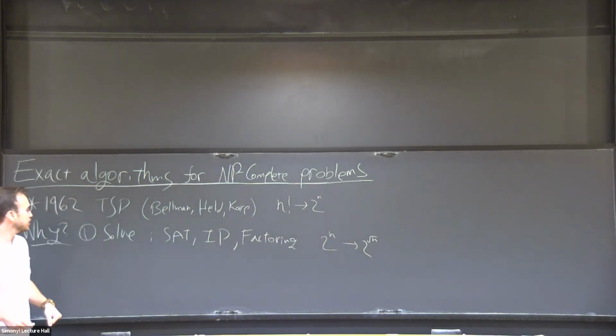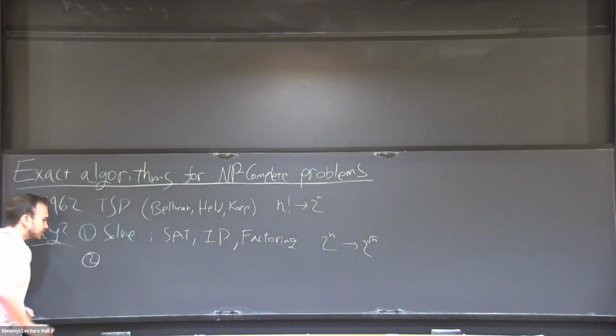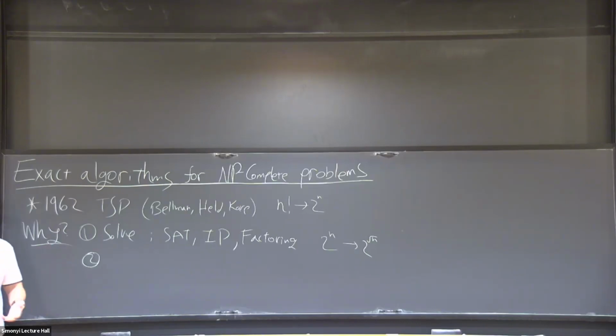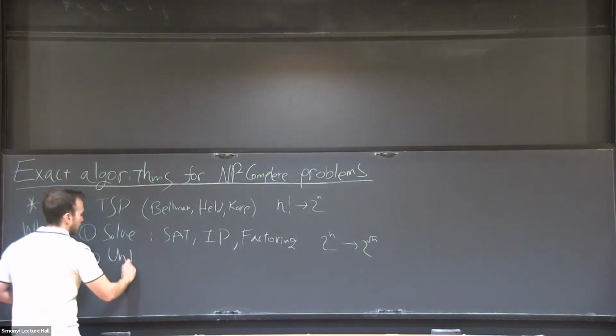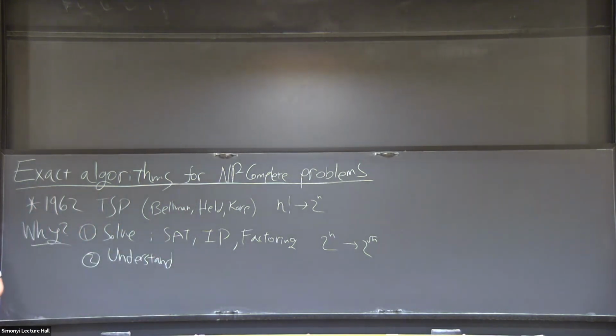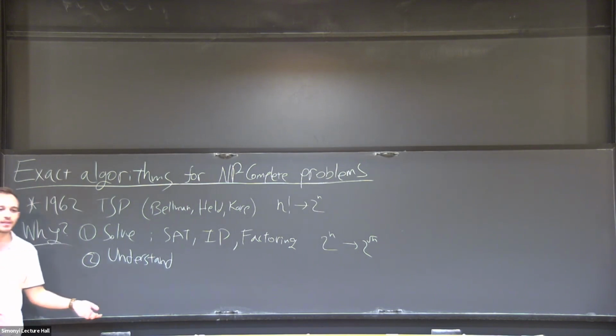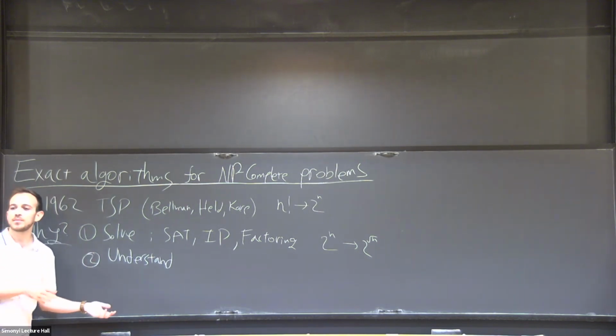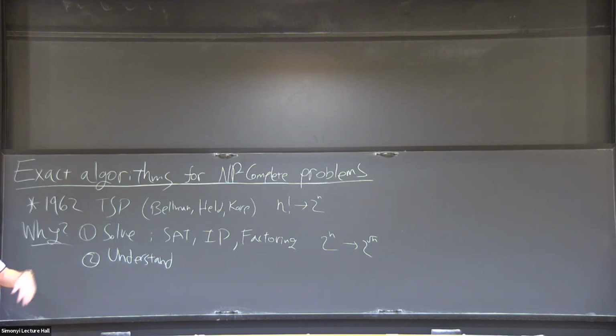A different reason to care about these things is to just understand the landscape of hardness. This means, for example, we know by now that many of these problems are fixed parameter tractable. This means that if I limit some parameter, then I can solve it in polynomial time. Some of these problems you can approximate the solutions to and so on. In order to understand this type of properties, we need to know something about exact solutions for them.